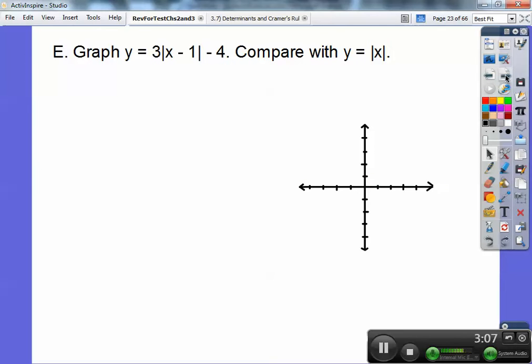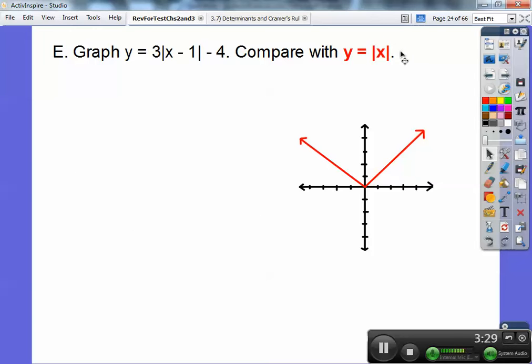All right, so graph y equals 3 times the absolute value of x minus 1, minus 4. Okay, and compare it with y equals the absolute value of x. All right, here's y equals the absolute value of x. Remember, it's a V-shaped graph, and if all else fails, just draw a t-chart, you guys. Put an x here and a y here and do like x equals -3, -2, -1, 1, 2, 3.